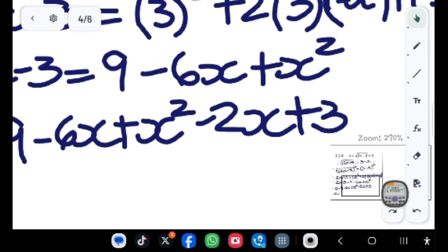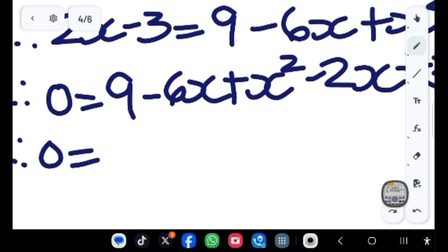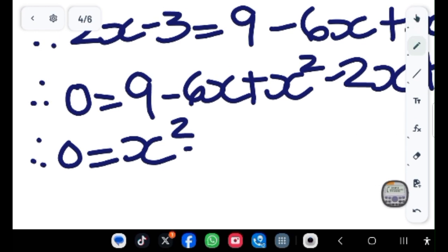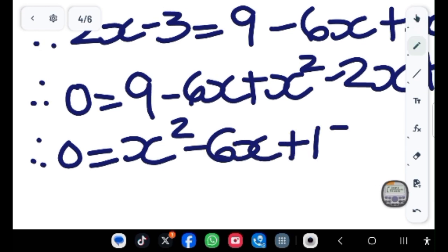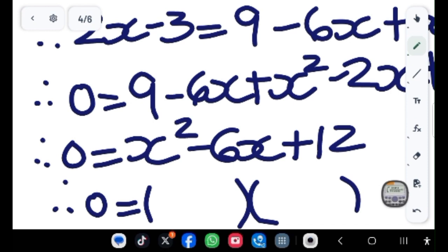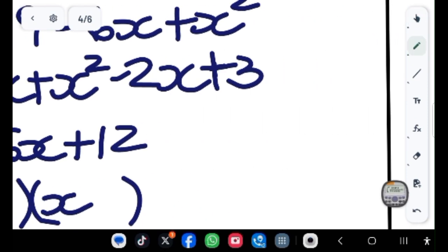Alright, let's start with the x squared. That will be x squared. Let's write it in standard format so it's easier to navigate. Minus 6x plus 12. Now let's factorize. Therefore 0 equals x and x. Let's look at the factors of 12.